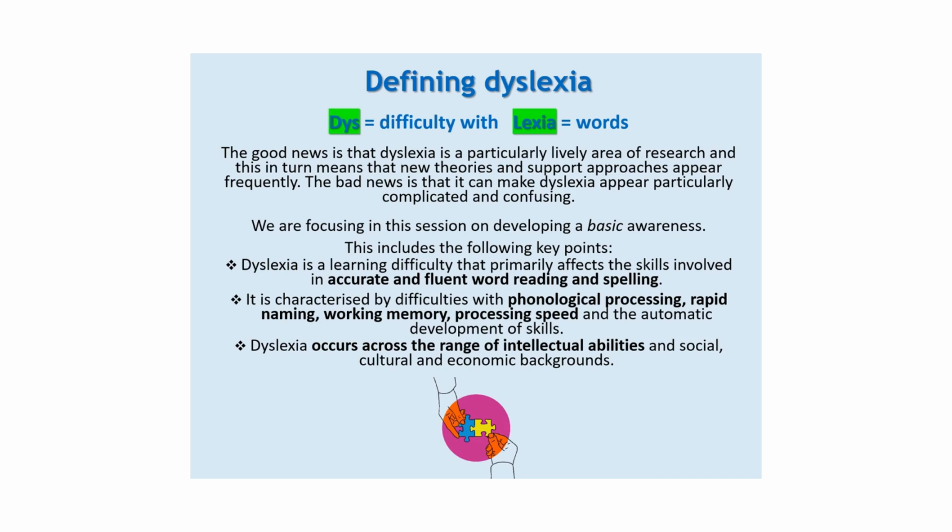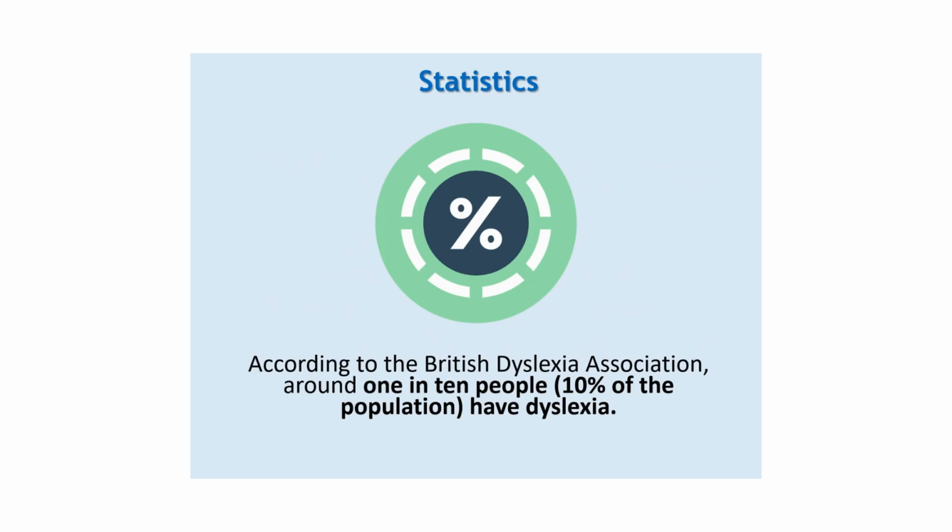Dyslexia is a learning difficulty that primarily affects the skills involved in accurate and fluent word reading and spelling. It is characterized by difficulties with phonological processing, rapid naming, working memory, processing speed, and the automatic development of skills. And dyslexia occurs across the range of intellectual abilities and social, cultural, and economic backgrounds. Statistics. According to the British Dyslexia Association, around 1 in 10 people, 10% of the population, have dyslexia.